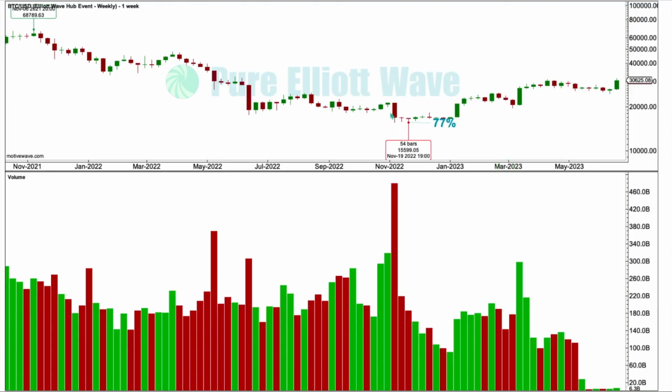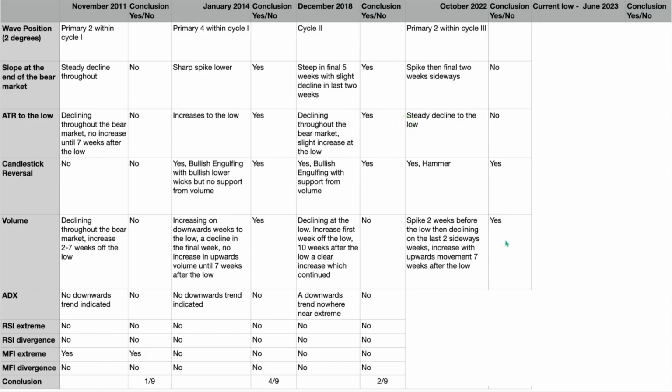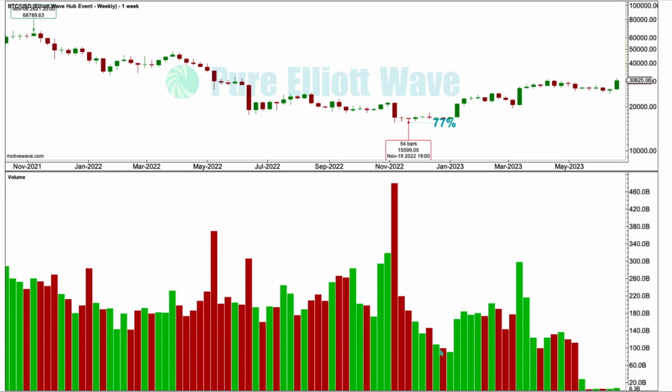Volume, we have a strong spike in volume on this downward week before we see a little pause at the end. So yes, that's impressive. We see that strong selling climax with a little bit of a decline right to the very last low, and then 7 weeks after the low, we start to see an increase in volume, and here on this upward week we start to see really strong increases in volume, so that's bullish.